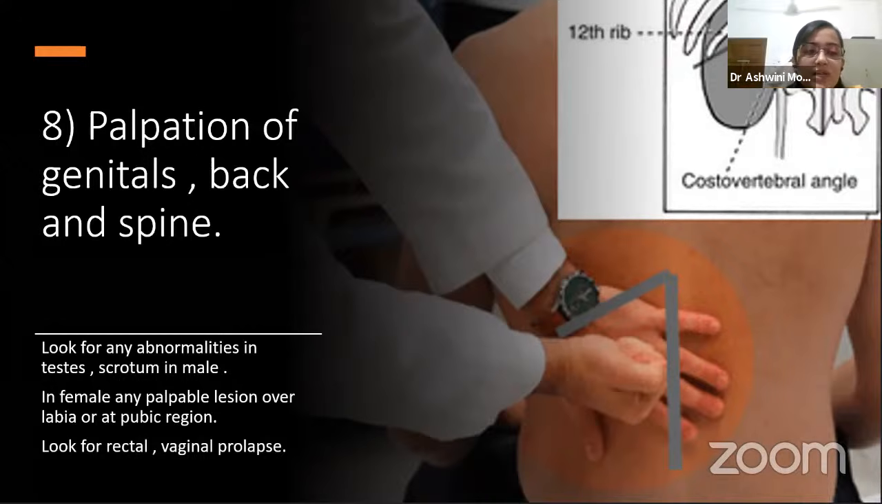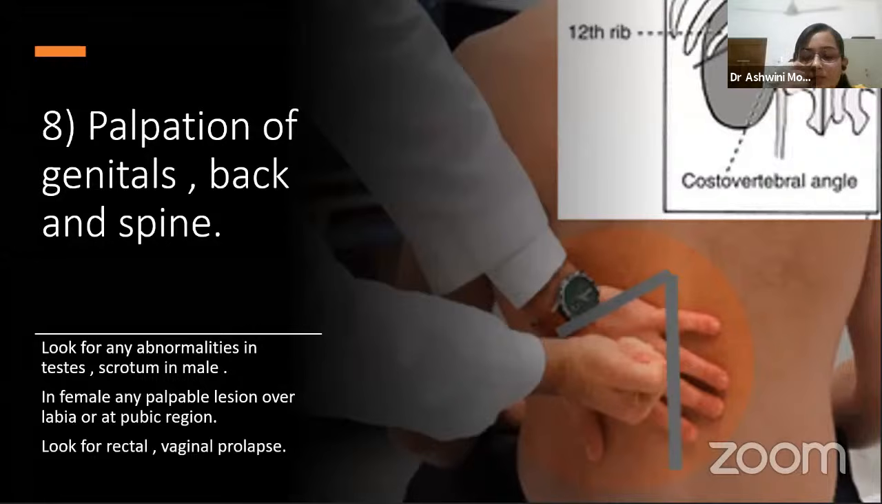In females also, we have to look for any ulcer, palpable lump or lesion over this or the pubic region, and whether any rectal or vaginal vault prolapse is present. Rectal prolapse in both male and female, and vaginal vault prolapse, we have to see and palpate on this examination. If the patient complains of abdominal pain with something coming out, in this case after inspection we have to palpate also, to see whether there is any palpable lump in the rectal region. So this was about the palpation.